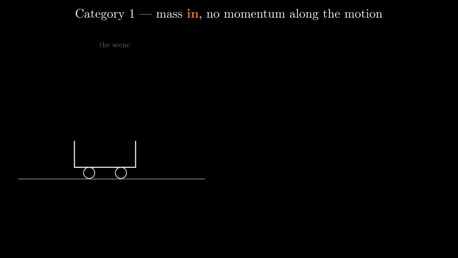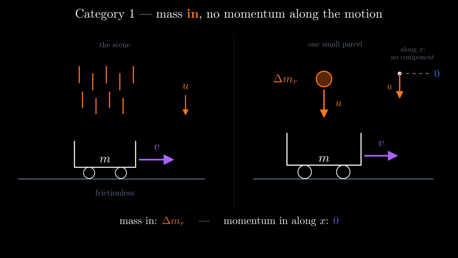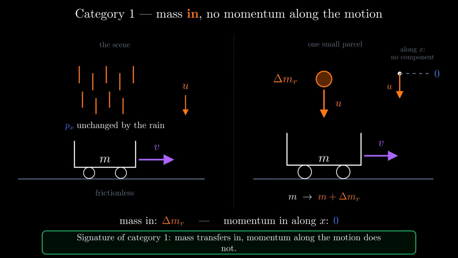Category 1. Rain falls straight down with speed u into a car of mass m rolling forward with speed v on a frictionless surface. Watch one small parcel of rain, delta m sub r. It falls vertically, so its velocity has no component along the direction the car moves. It carries mass into the car but 0 forward momentum. The car's mass grows, yet the rain contributes nothing to the momentum in the direction of motion. That is the signature of Category 1, a transfer of mass into the object with no transfer of momentum along its motion.